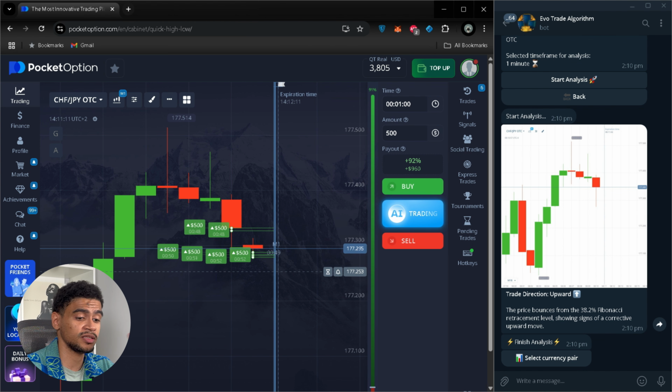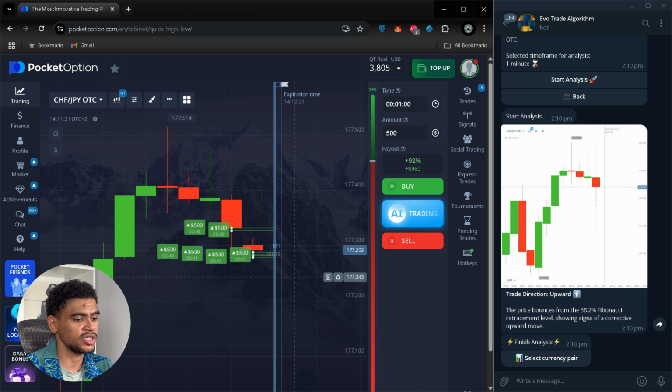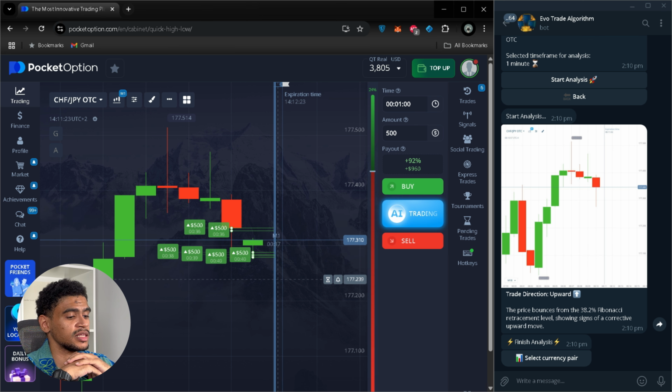So let's observe this and let's see if we're able to secure a win. But the analysis once again came in, the price bounces from the 38.2 Fibonacci retracement level, showing signs of a corrective upward move. So we're looking for a green candle here in the upwards direction, and let's wait for it and see if it happens in 30 seconds.